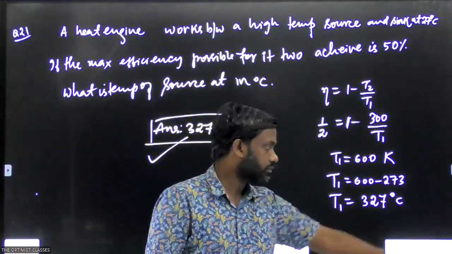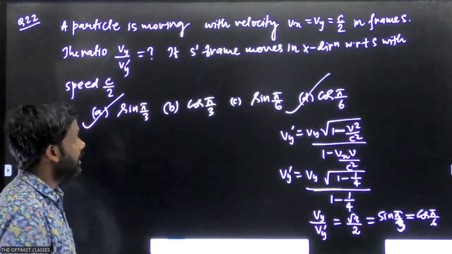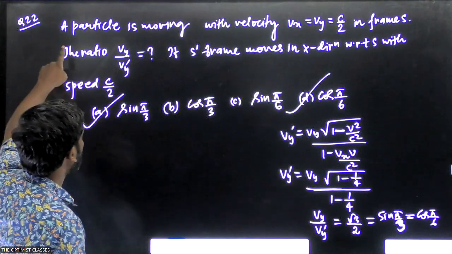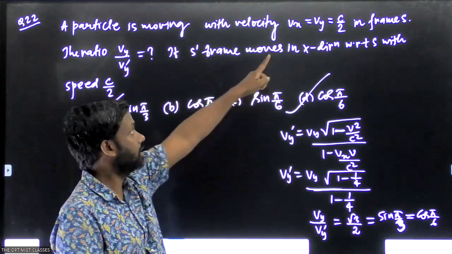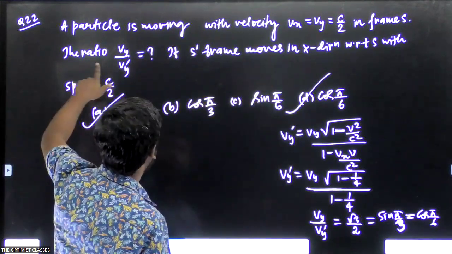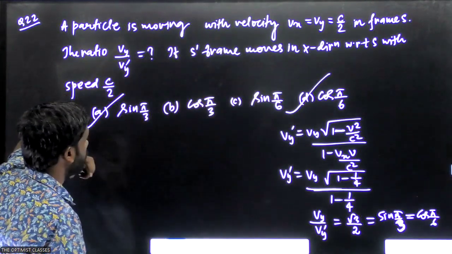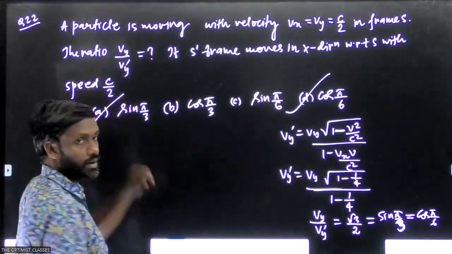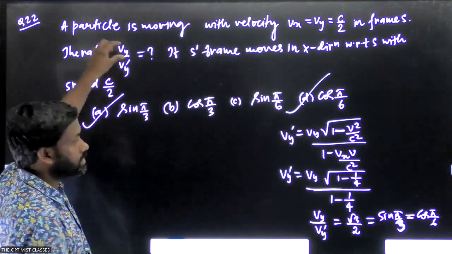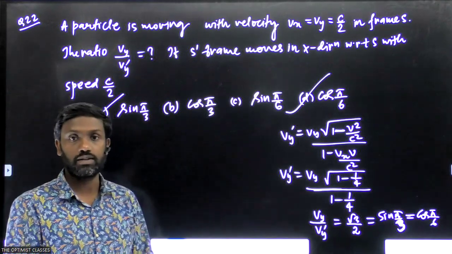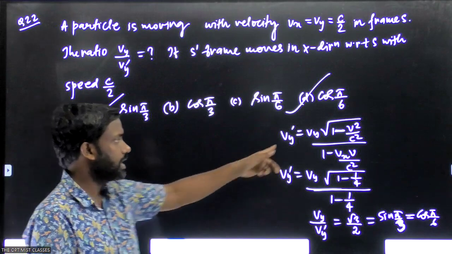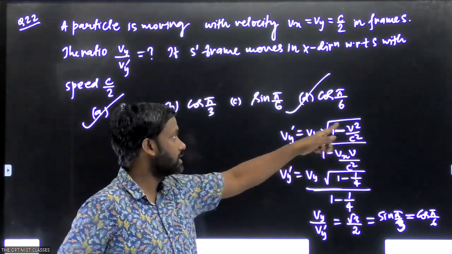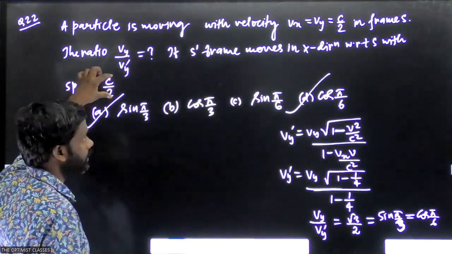Okay. Now, next question. It is a question from the special theory of relativity. It says that a particle is moving with velocity Vx, Vy equal to c by 2 in frame S. So we have to calculate Vy by Vy primed. Vy is the y component of velocity in the S frame, and Vy dash is the y component of velocity in the S dash frame. So these two we have to take the ratio of. We have this formula. You plug in here the value of V, which is given to be c by 2. This is the value for the S dash frame.